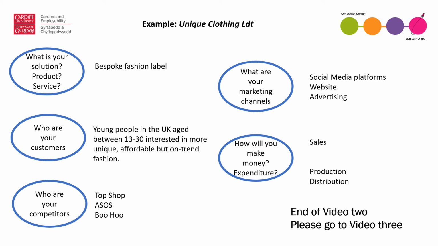When asked who are your competitors, we can identify 3 here: Topshop, ASOS or Boohoo. You can identify as many competitors as you like. What are your marketing channels? Social media platforms, a website and some advertising. And how will you make money and what will be your expenditure? We will make money out of sales and our expenditure will be mostly production and distribution costs.